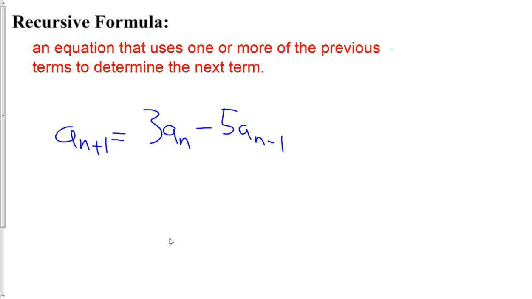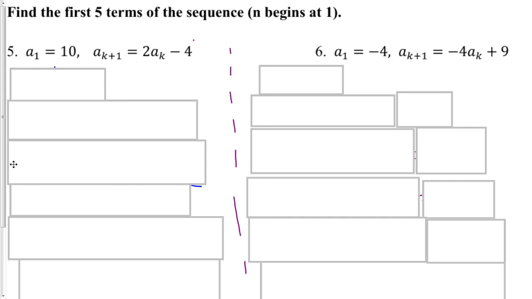But an example of this would be a sub n plus 1, so the next term equals 3 times a sub n minus 5 times a sub n minus 1. Now this would be doubly recursive, where you have 2 previous pieces. So this would require you having been given the first 2 terms, so we could do that. For example, we'll do a couple of these.